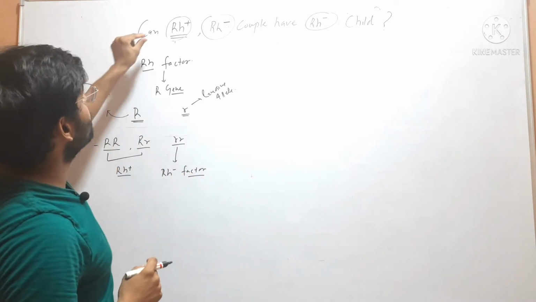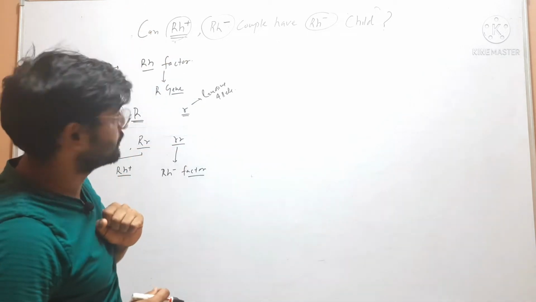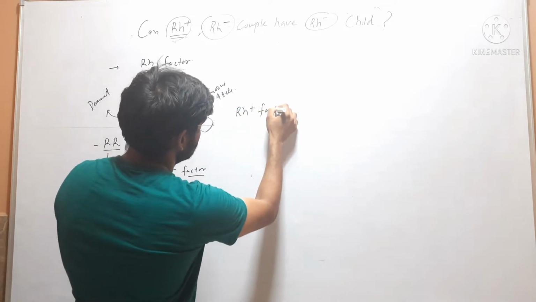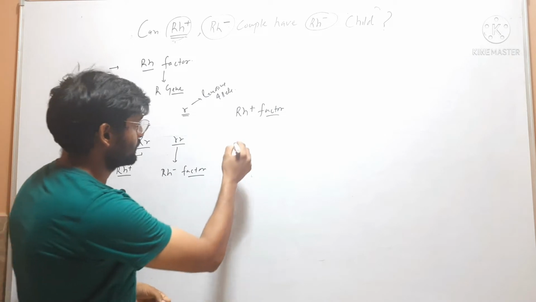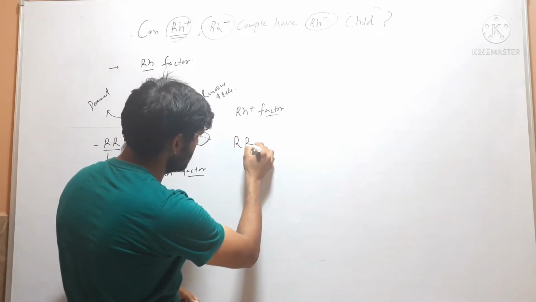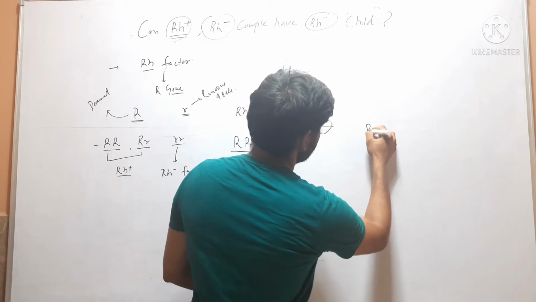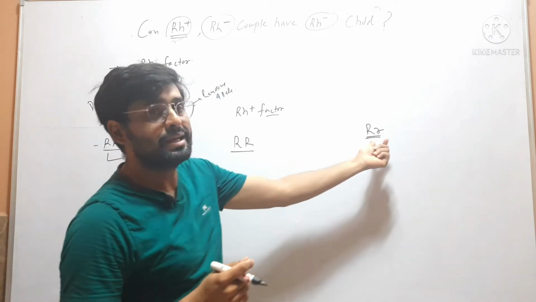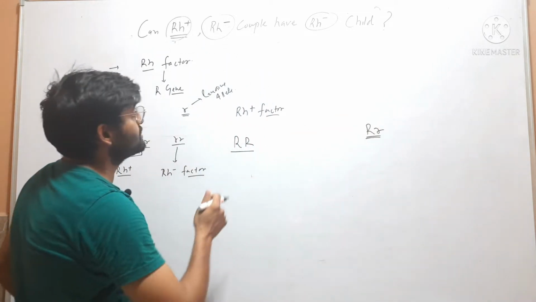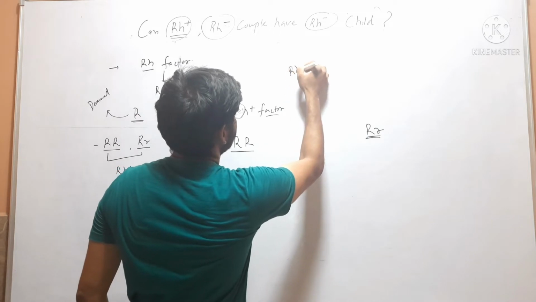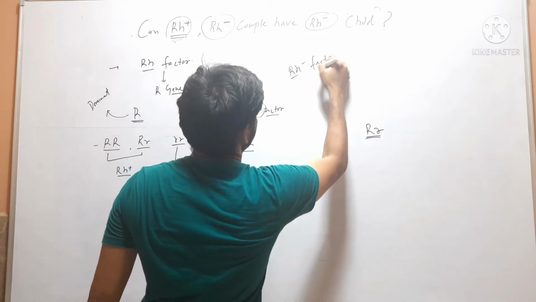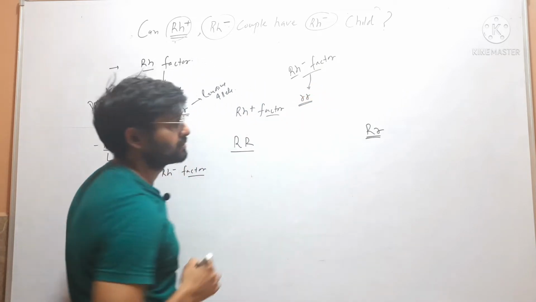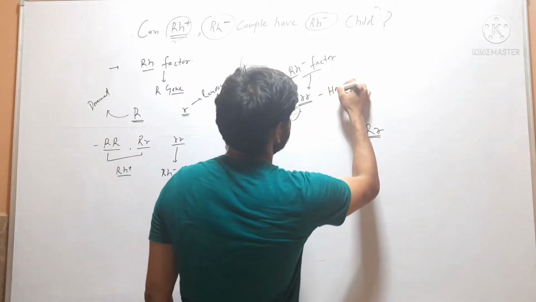So, when a person has Rh positive factor, they may have two types of genotype, that is capital R capital R, or capital R small r. You can say that it can be homozygous dominant or it can be heterozygous dominant. But a person with Rh negative factor will always have the genotype small r small r, that is homozygous recessive.